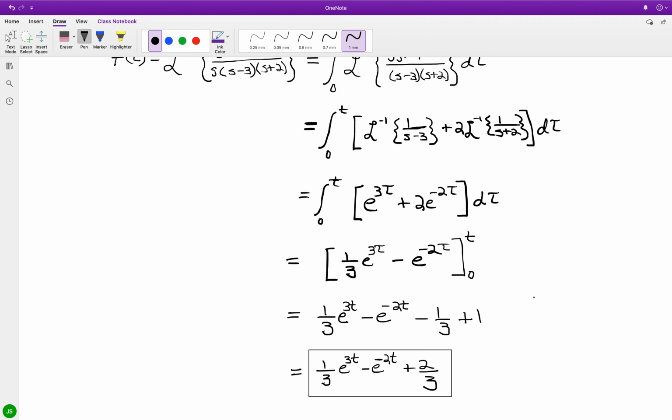So we will have constants to combine, whereupon we're going to end up with 1/3 of e to the 3t minus e to the negative 2t plus 2/3.